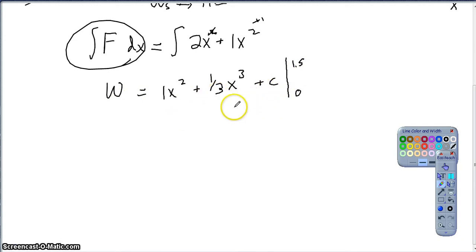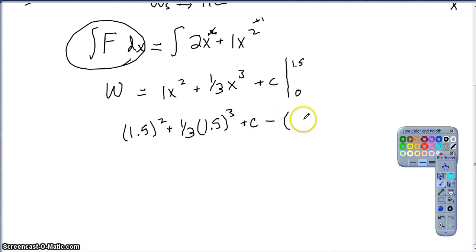But anyway, so I've got these measurements to work with. So all I'm going to do now is plug in both of those numbers. So the work for 1.5 would just be 1.5 squared plus 1/3 times 1.5 to the third, right? Plus my c, which I don't know. But then I'll subtract when I plug in 0. Well, obviously 0 is easy to plug in. 0, 0, and then my plus c. And so that's where the c takes care of itself. I don't need to know what that constant value was.